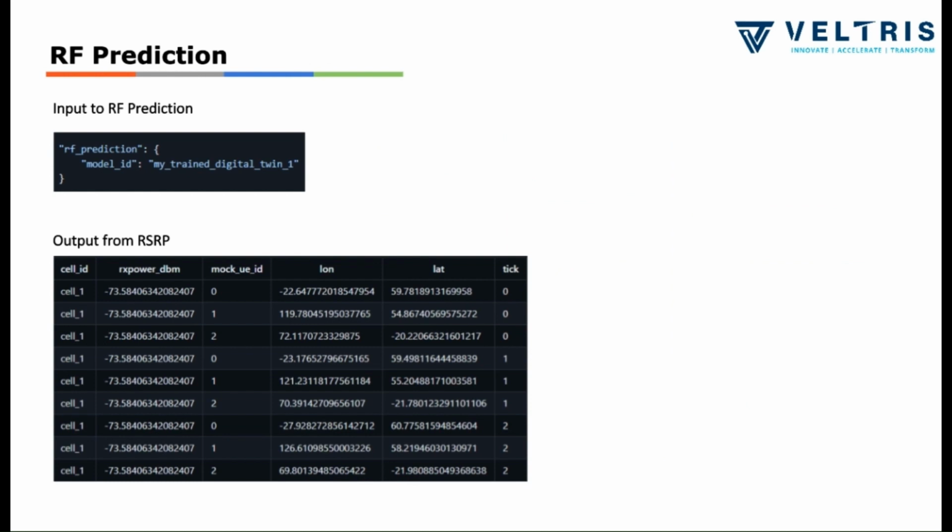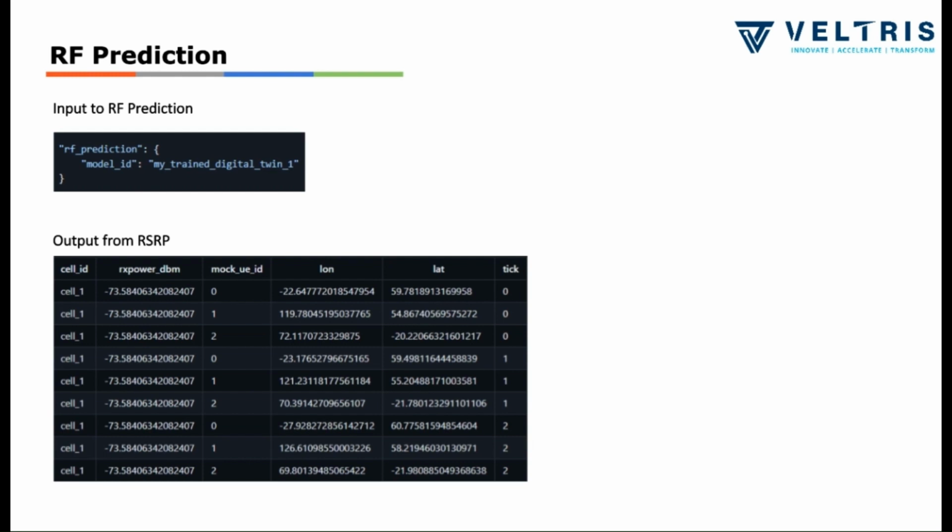Let us look into the RF prediction module. As a component of RIC simulation, users can specify a previously trained RF digital twin model to run an RF prediction. Here, as an input to RF prediction, we need the data set pertaining to UV tracks. Thus, to run RF prediction, UV tracks must first be specified in the simulation event object.